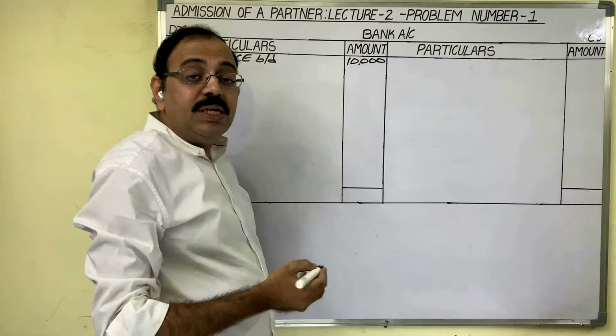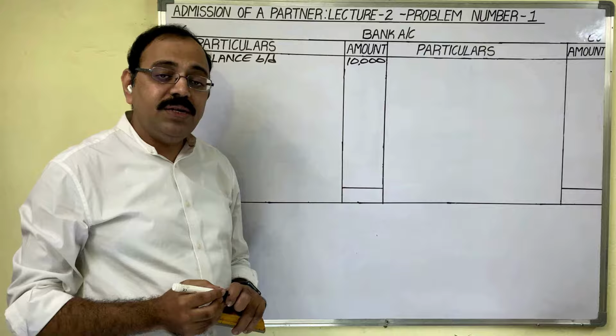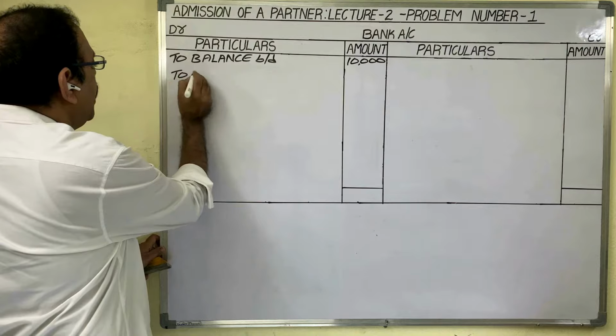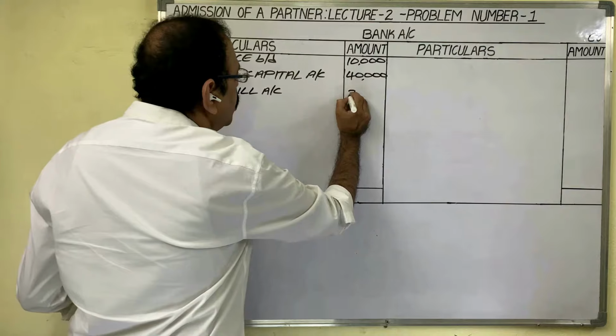When the new partner Peter is admitted in the firm, he brought capital and goodwill, no? Recollect the entry for that? Bank account debtor to Peter capital account, to goodwill account. Now we are preparing the bank account. As the bank account is debited, this entry we have to post on the debit side of the bank account. And what to write? We credited these two accounts, no? These two account names we should write in the particulars column. To Peter capital account 40,000 rupees. To goodwill account 20,000 rupees.